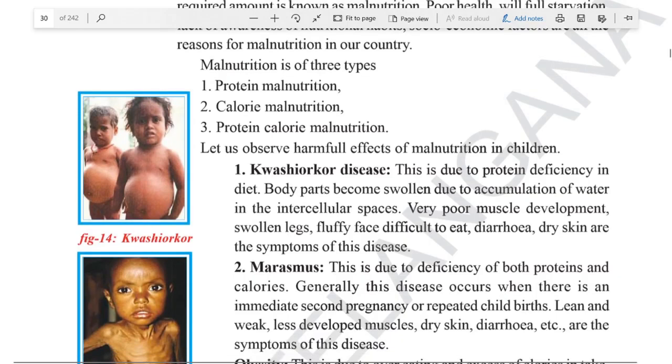Kwashiorkor is a disease caused by protein deficiency in the diet. Body parts become swollen due to accumulation of fluid in the intercellular spaces. Protein is not present, only carbohydrates have been taken. So the body parts swell, and they won't feel hungry. Poor muscles, swollen legs, fluffy face, difficulty to eat, diarrhea, and dry skin are the symptoms of this disease.